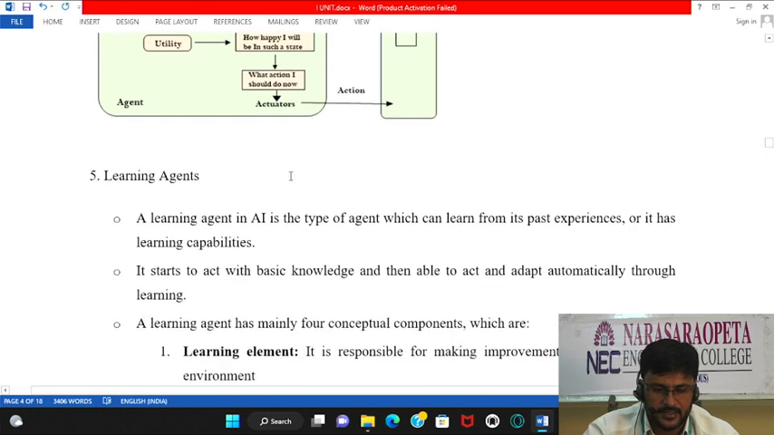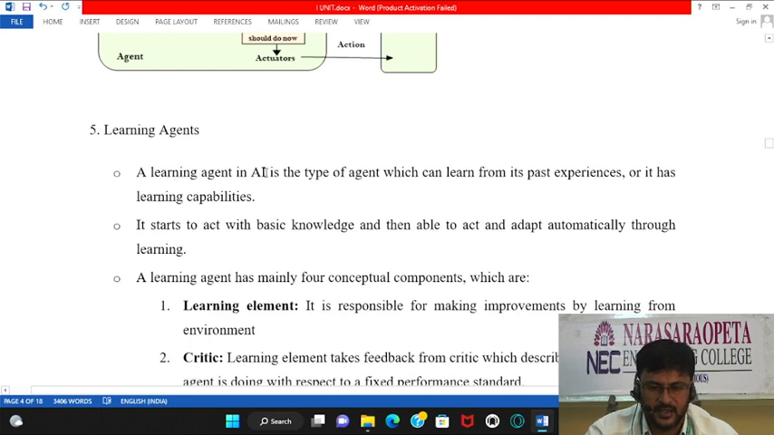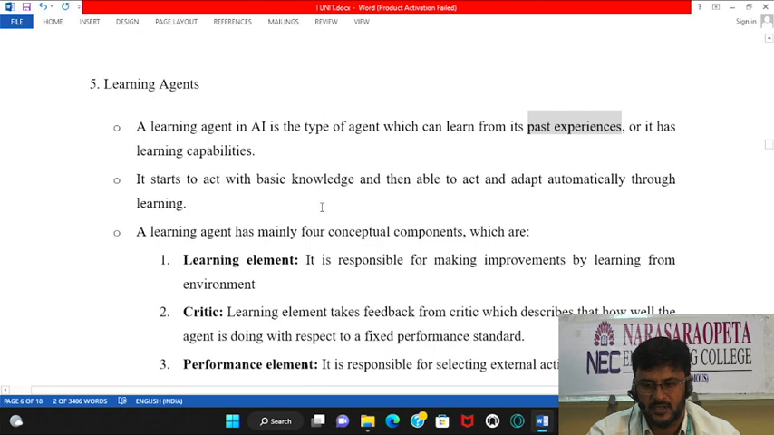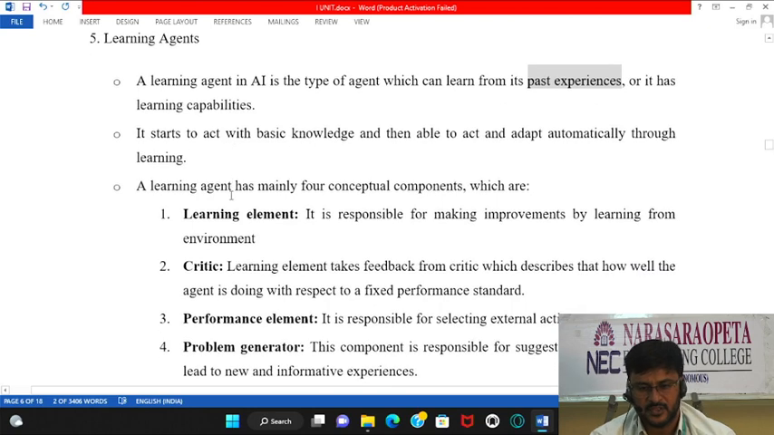Next, the learning agent. A learning agent in AI is a type of agent which can learn from past experience. The agent starts to act with basic knowledge, and then it can act automatically through learning. The machine has to be provided with data.